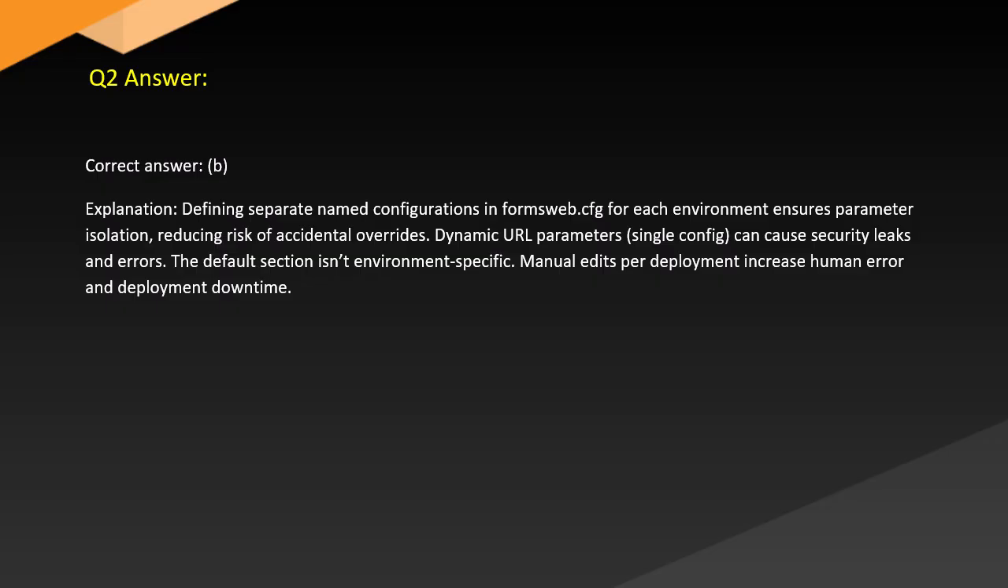Answer. Correct answer: B. Explanation. Defining separate named configurations in formsweb.cfg for each environment ensures parameter isolation, reducing risk of accidental overrides. Dynamic URL parameters in a single config can cause security leaks and errors. The default section isn't environment-specific. Manual edits per deployment increase human error and deployment downtime.